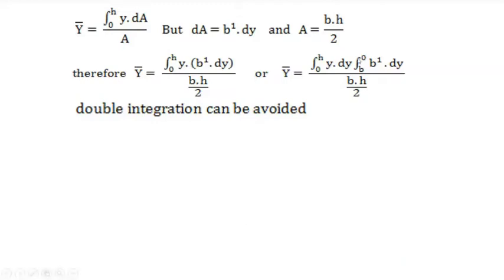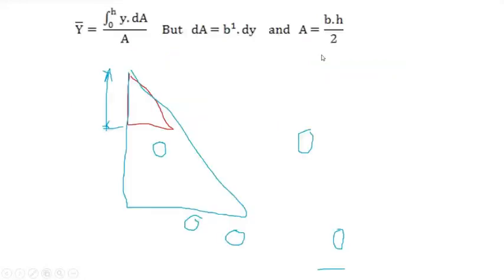So instead, what we can do is convert b dash in terms of y itself. So we'll have only one variable, and you can apply the limits from 0 to h only. So y will be the only variable, and it varies from 0 to h. So that is what we have done in this step.